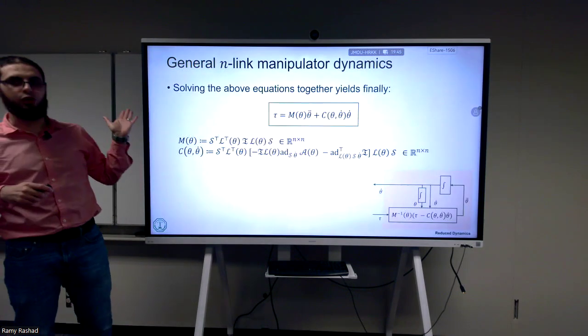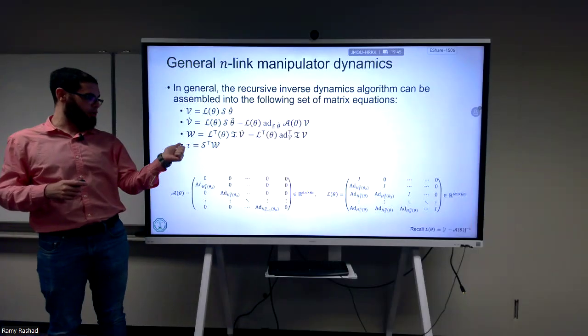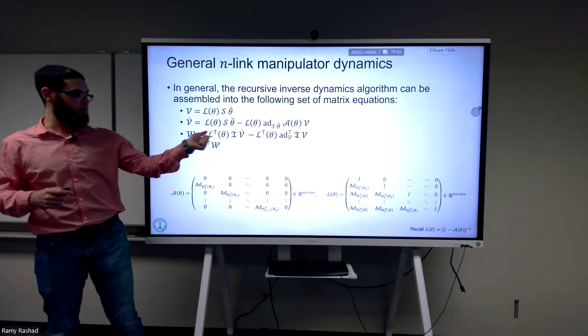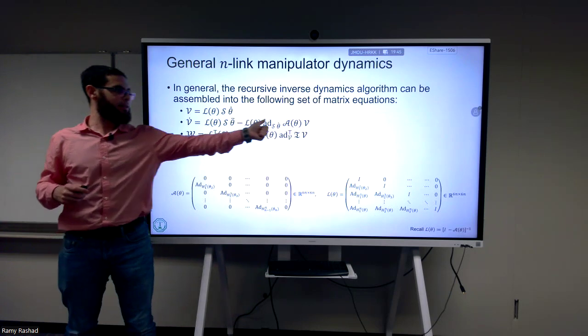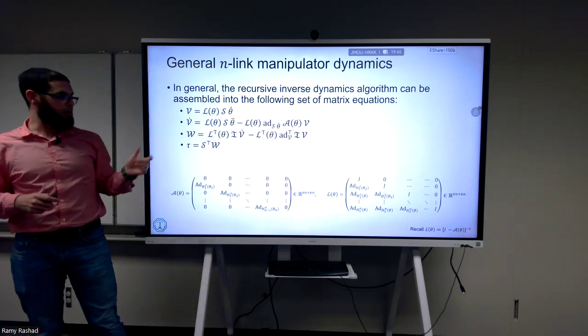And what I showed you last time, when you combine all of this, you go in the reverse order. So you see the tau is equal to S transpose multiplied by the W. The W is equal to this expression. The V dot is given by that expression. The V is given by this expression. Just plug in everything in one equation.